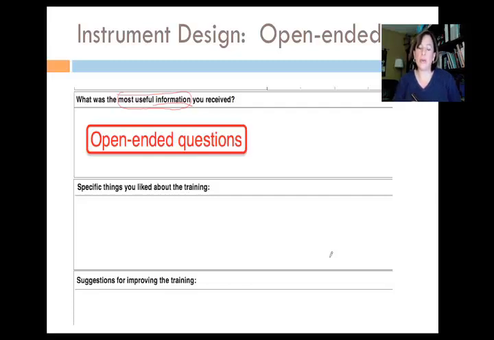Somebody else could say the most useful information I received was where the bathrooms are. Those are two very different types of responses, and it may not be what the researcher is looking for. But they're open-ended. The respondent can write in here or type in here whatever comes to their mind.